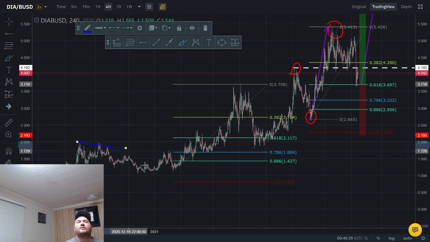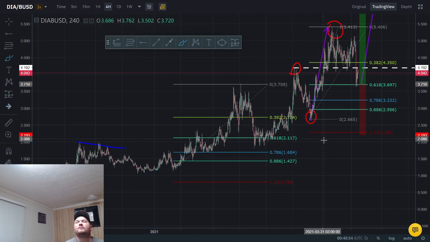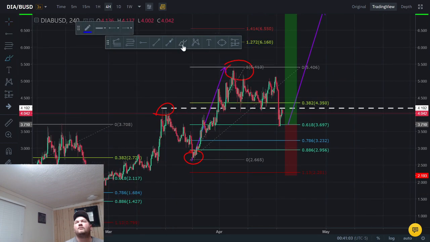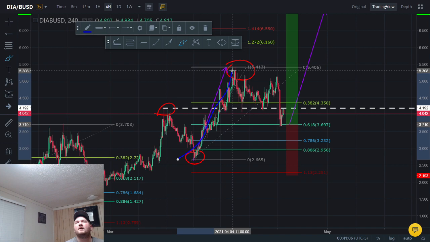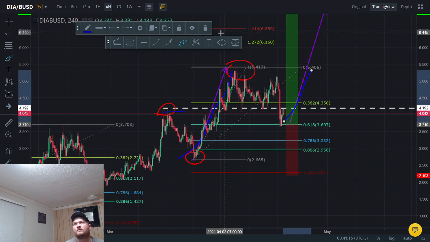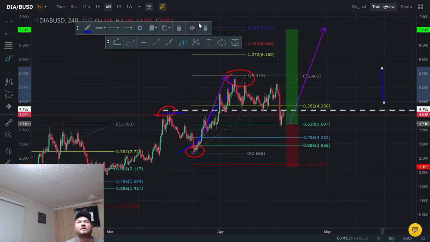Here's the high. If price breaks it, then we get the pullback. Then we can look for a retest of the high. Then we can look for extensions higher. Now we've got a higher high compared to this high. If we pull back to here, then we can look for here. Just a guess.